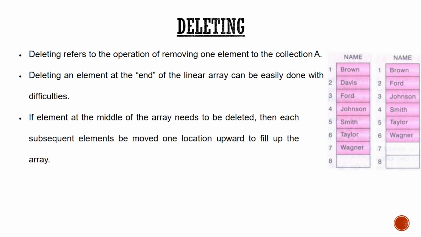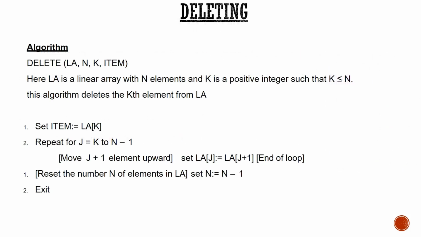The same thing is demonstrated in this algorithm, you can see. We take the element which needs to be deleted at the index k to the variable called item. Then j equal to k to n minus 1. Now what is the value of j? j is k over there, the element to be deleted. Now the value at j plus 1 is copied to j.